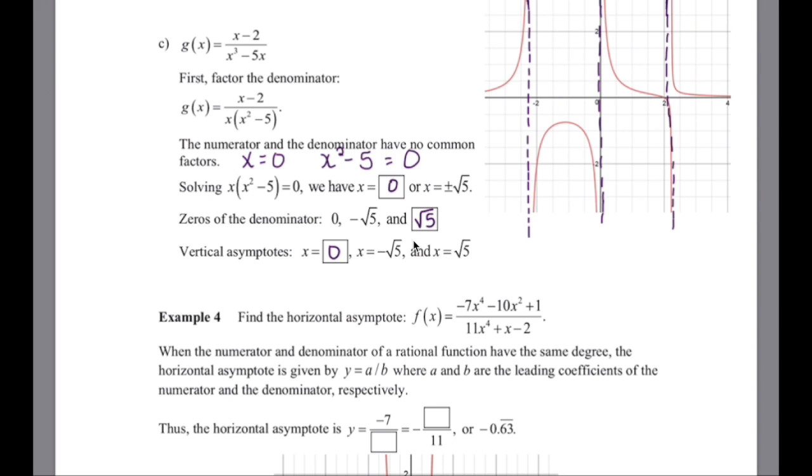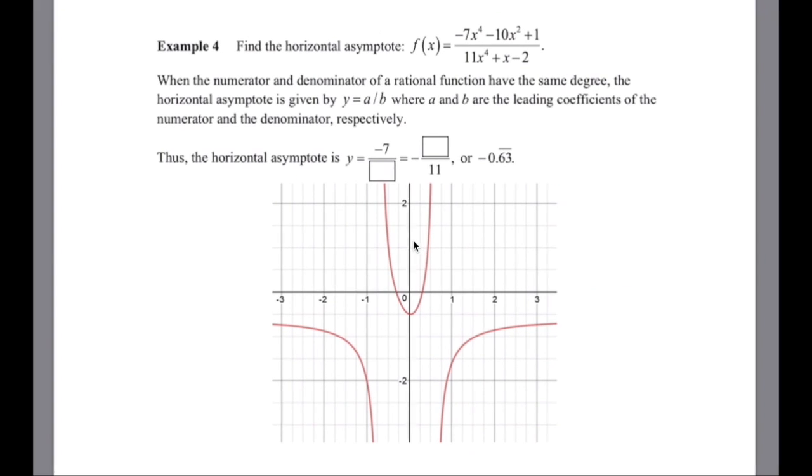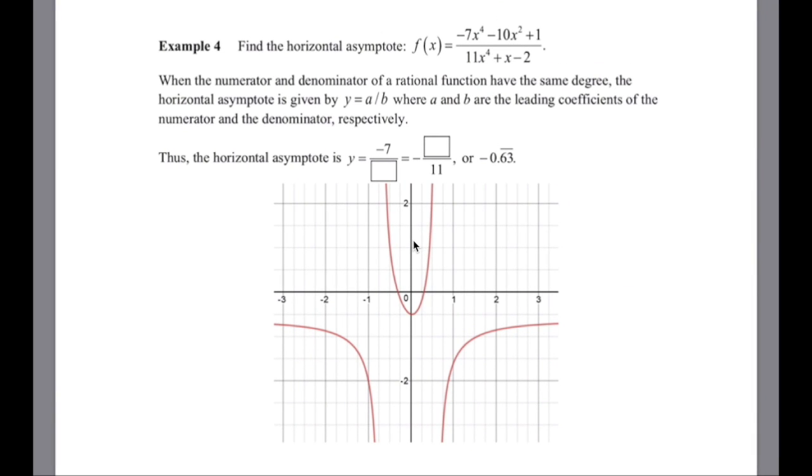Let's talk about finding horizontal asymptotes. I've got two polynomials, -7x to the 4th minus 10x squared plus 1 over 11x to the 4th plus x minus 2. Notice that the numerator and denominator are the same degree. They have the same degree of 4.